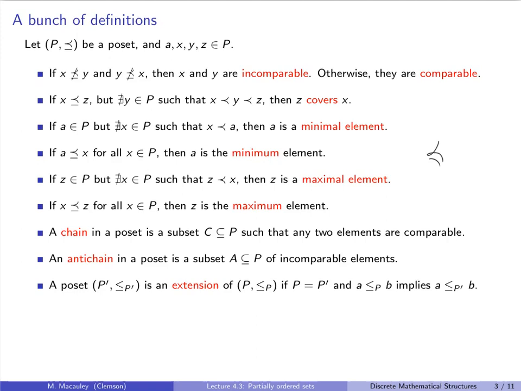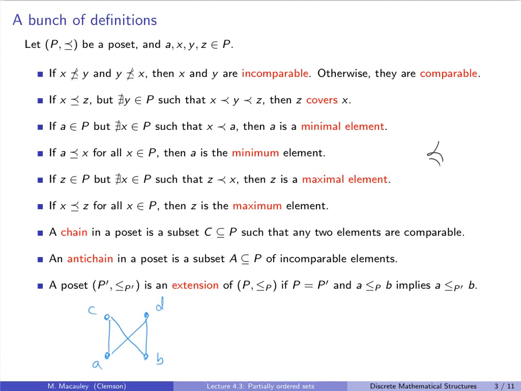So let's suppose that we have a simple 4-element poset. Let me call this A, B, C, and D. So here, A is not comparable to B, and C is not comparable to D. So this is a poset. A is less than C, A is less than D, B is less than C, and B is less than D.